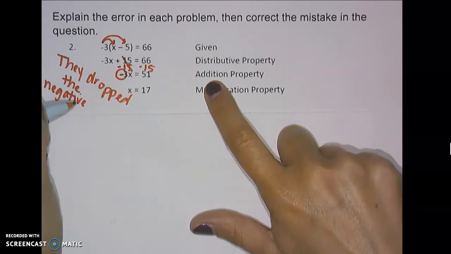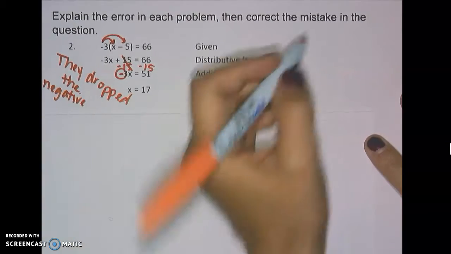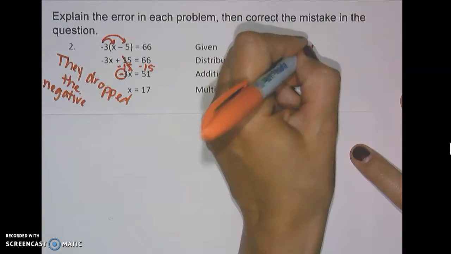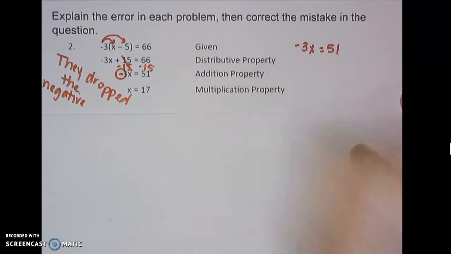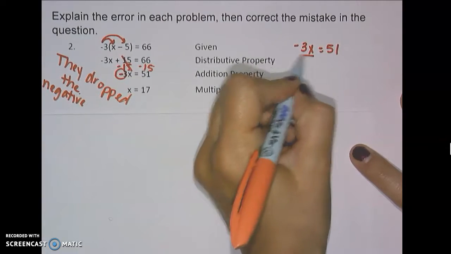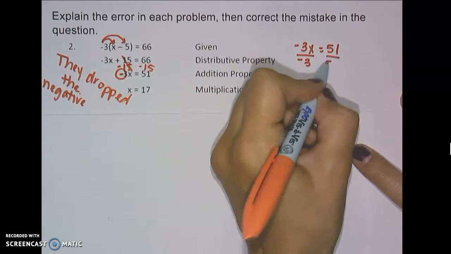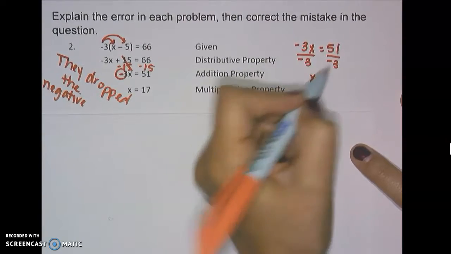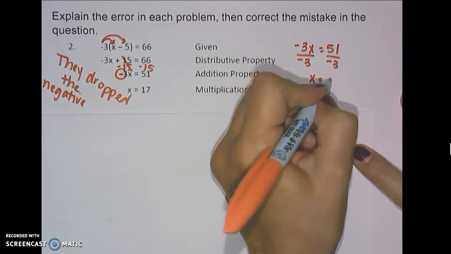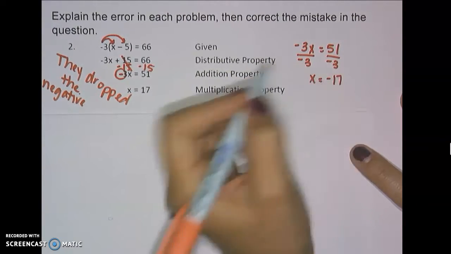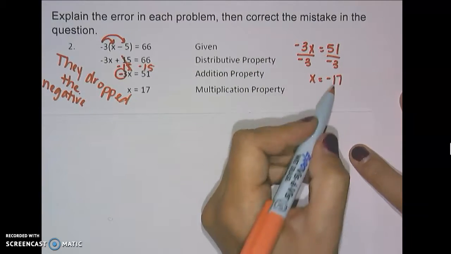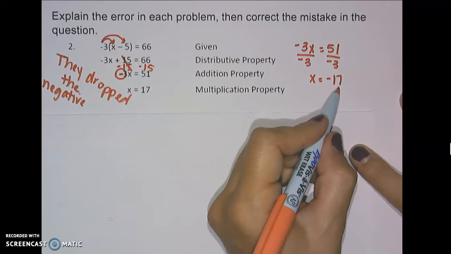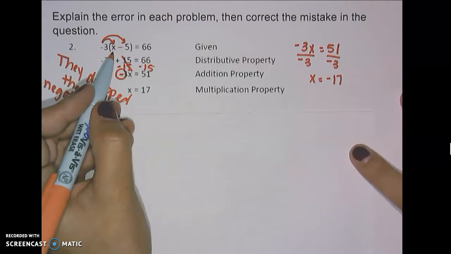Now we have to correct the mistake. So over here, I'm going to write out what we actually have now. We have -3x equals 51. This is now the equation that we're solving. Okay, so we're going to divide by -3 on both sides and get x equals 51 divided by -3 is -17.